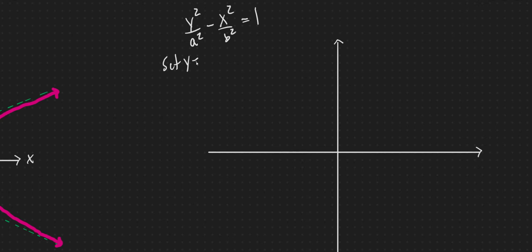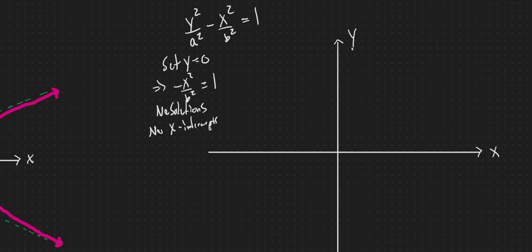So let's say I set y equal to 0. Then I'll get negative x squared over b squared equal to 1. And this is similar to the last situation. x squared over b squared is positive, so negative that will be negative. That can't possibly equal 1, so there are no solutions. That means there are no x-intercepts. So this one will not intersect the x-axis at all. But if I set x equal to 0, this is again very similar to the last one. I'm going to get y equal plus or minus a. So I'm going to plot those: with x equal to 0, I get y equal plus or minus a.